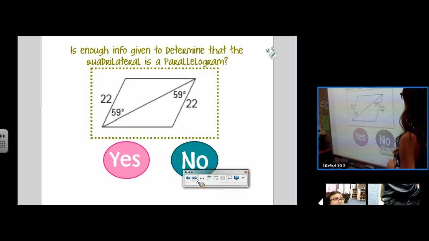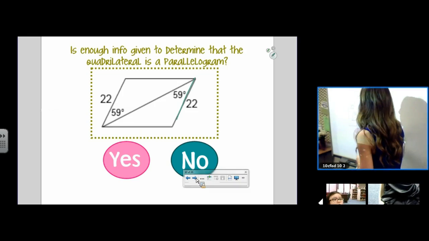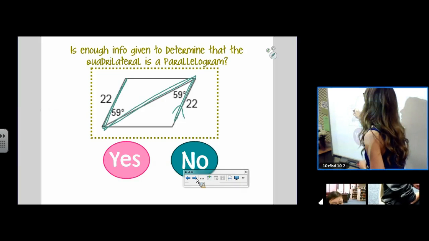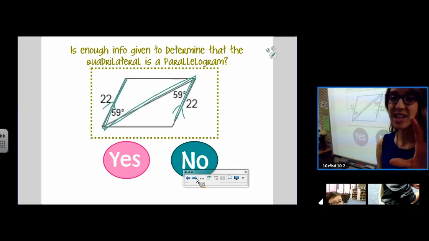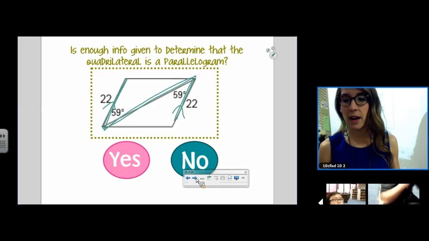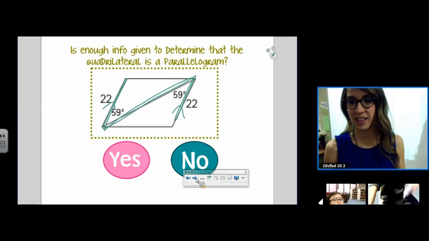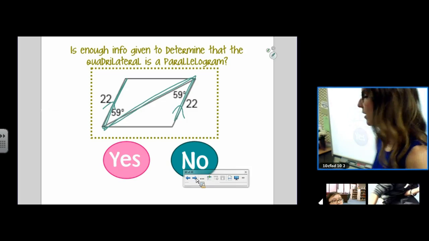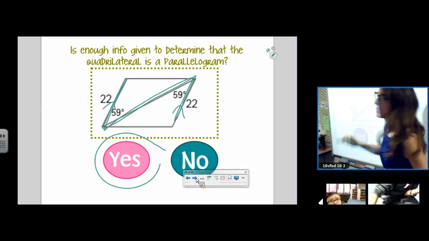Alternate interior angles. Make your letter Z or your N or whatever letter you want to call it. Arrow, arrow. This one is that last thing on the checklist. I have one pair of opposite sides that are both parallel and congruent. So that's using one of our new ones. Yes.